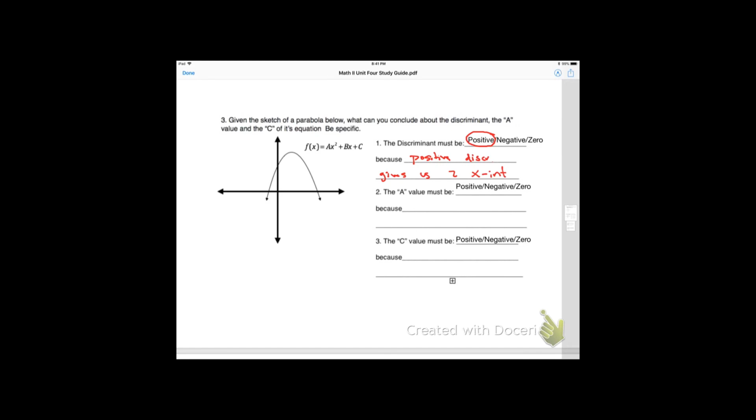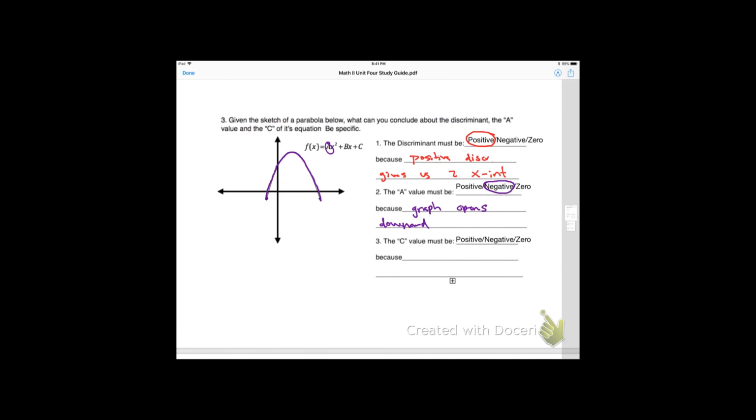Now looking at number 2, the a value must be positive, negative, or 0. So if we're looking at the a value here, remember the a value is responsible for opening our graph up and down. Since our graph opens down, it must be negative. Right? That goes back to the quadratics that we had. So the a value must be negative because the graph opens down or downward, however you want to write it.